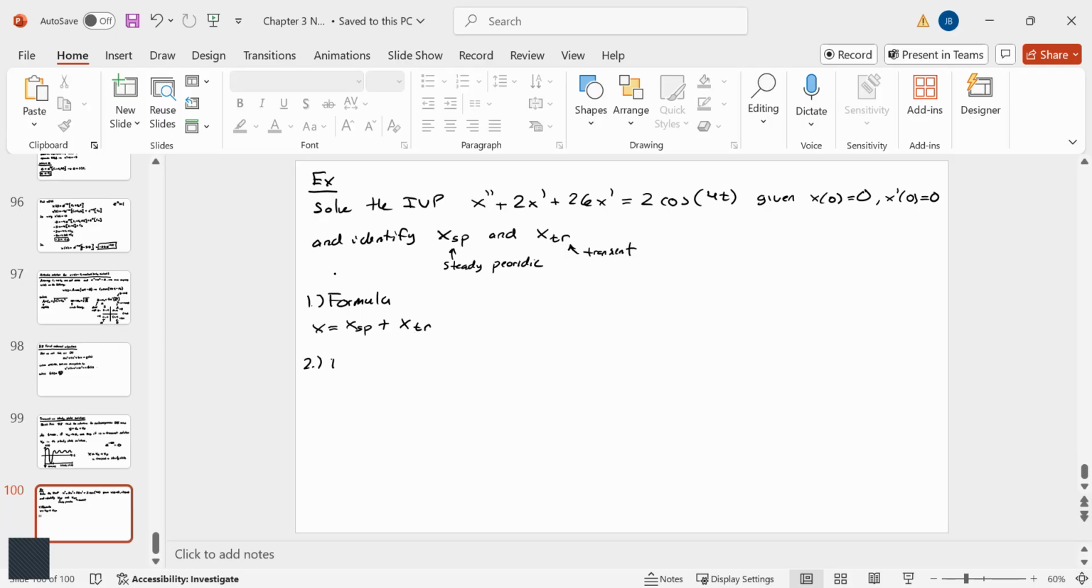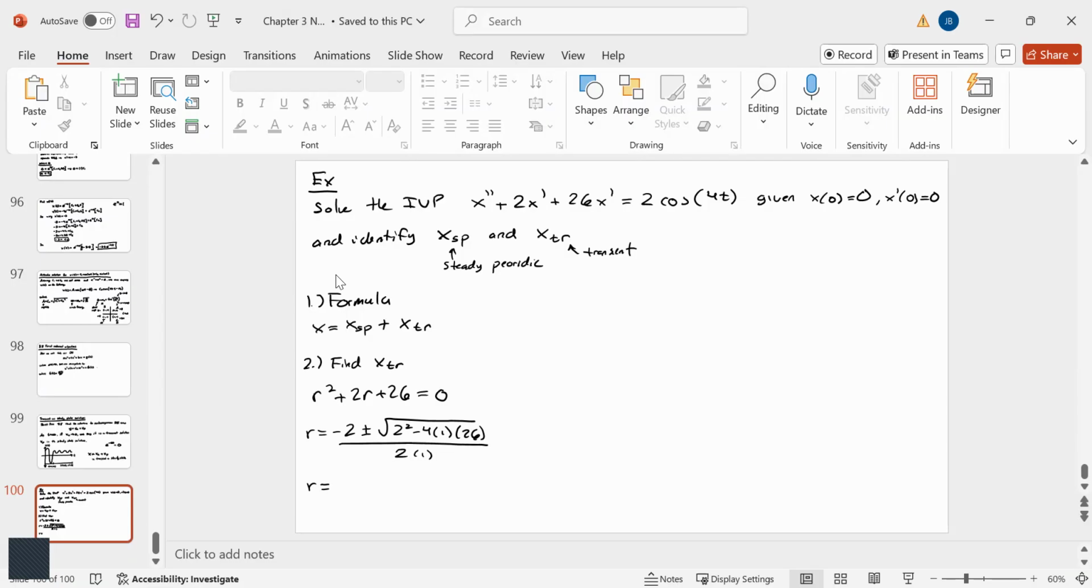Step two is we're going to find XTR. So we're going to do r squared plus 2r plus 26 equals 0. And we can't factor it, so then we're going to do the quadratic formula. So then r is equal to -2 plus or minus the square root of 2 squared minus 4 times 1 times 26, all over 2 times 1.